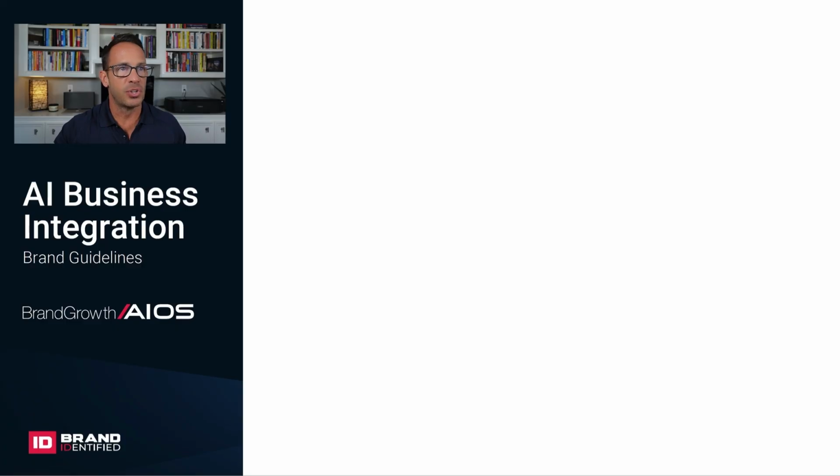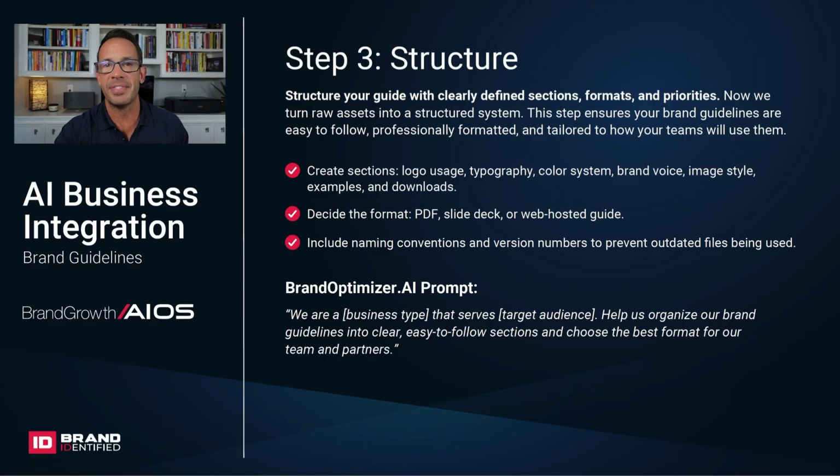So moving on into the next step, which is step number 3, and that is to structure. Structure your guide with clearly defined sections, formats, and priorities. Now we turn those raw assets into a structured system. This step ensures that your brand guidelines are easy to follow, professionally formatted, and tailored to how your team will use them. So create sections, for example, your logo usage, your typography, your color systems, your brand voice, your image style, examples, and downloads. Then decide on the format.